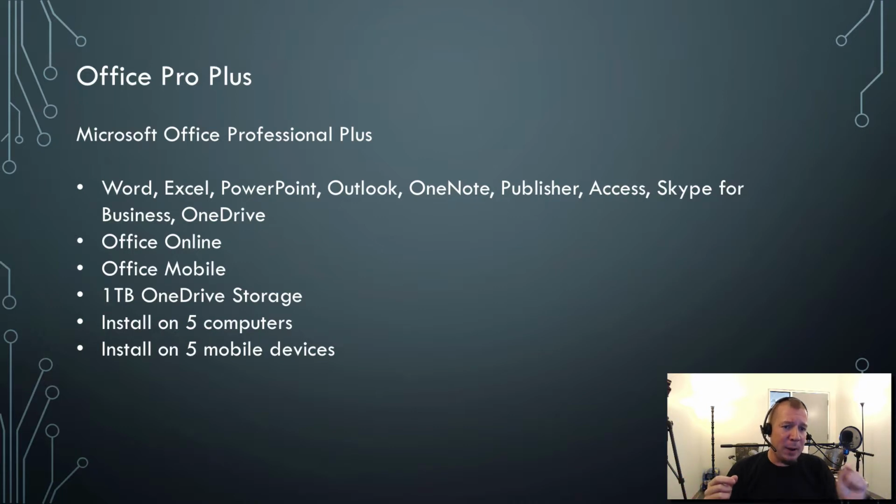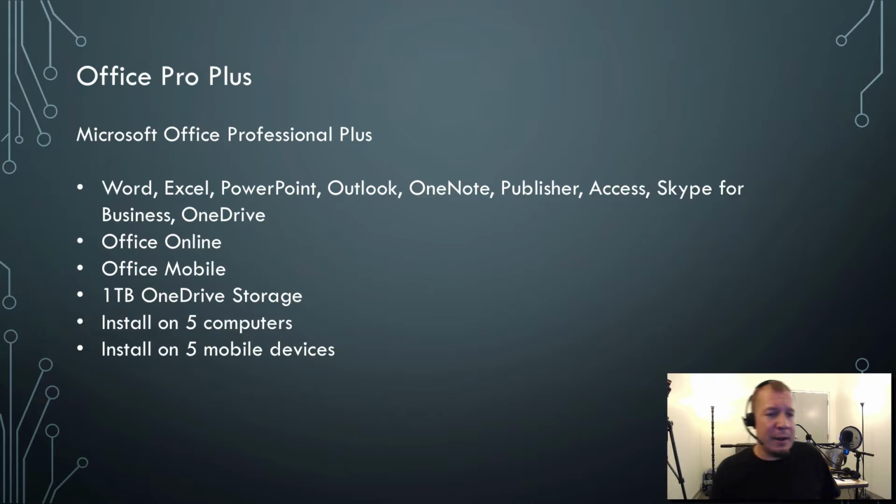So you get Word, Excel, PowerPoint, Outlook, OneNote, Publisher, Access, Skype for Business, and OneDrive. As well, you get Office Online. So you get the online versions of Word, Excel, PowerPoint, and OneNote, which is really useful if you're using OneDrive. You get the mobile version of all the apps for your tablets and your phones. 1 terabyte of OneDrive space.